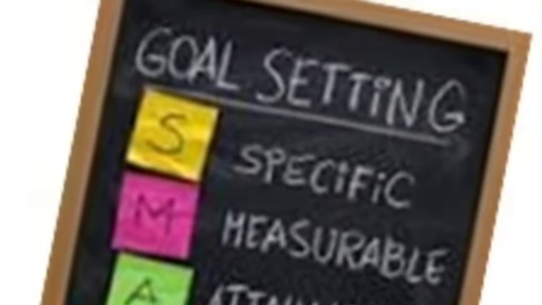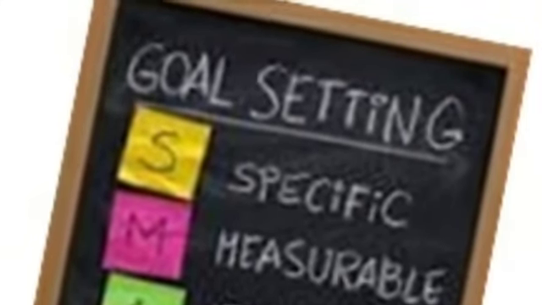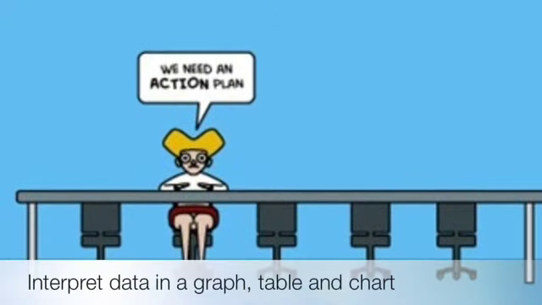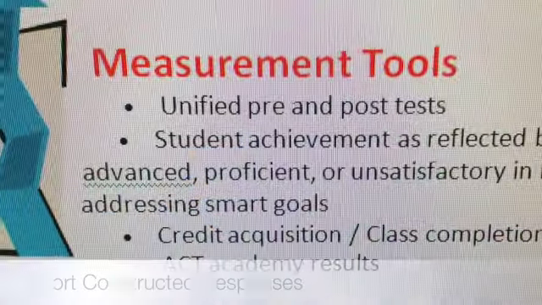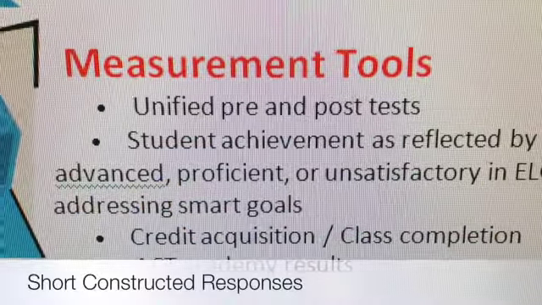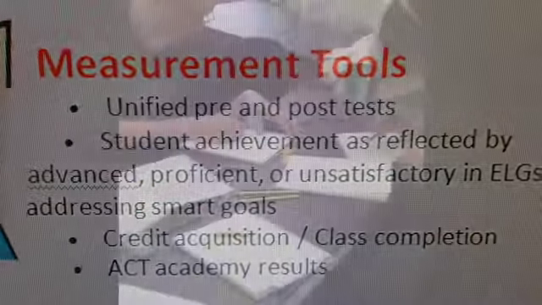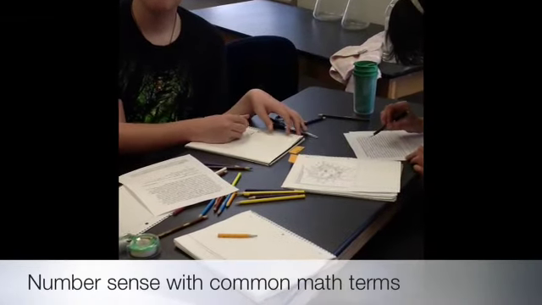The science team chose the following SMART goals to work on this year. Students will be able to interpret data in a table, graph, chart, and other types of data presentations. They will also be able to write short, constructed responses to analyze the data. Secondly, students will increase number sense through the application of common math terms.